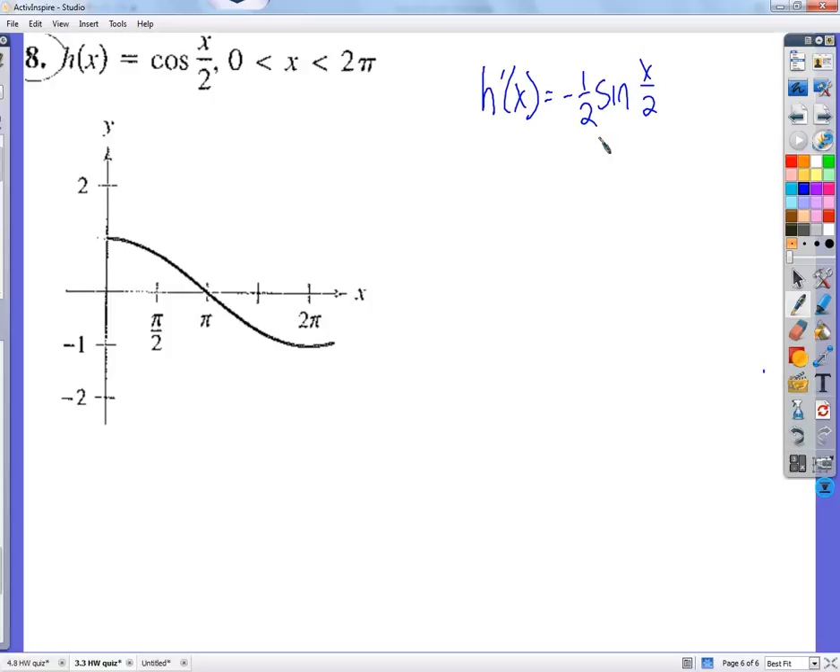What do we do with that derivative? Set it equal to 0: negative 1/2 sine x over 2 equals 0. Multiply both sides by negative 2, right? And nothing really happens. The sine of x over 2 has to be equal to 0.